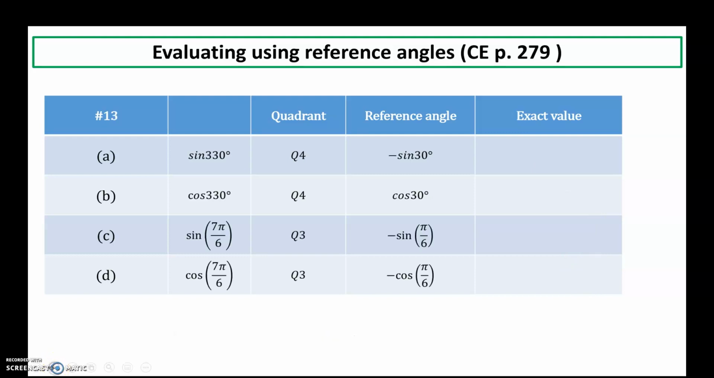All right, number 13. So now I'm dealing with sine and cosine in parts A and B in the fourth quadrant. Cosine is positive while the sine is negative. So what's my reference angle? The sine of 30 degrees is a half. But it's got to be the opposite because in the fourth quadrant, sine is negative. In the fourth quadrant, though, cosine is positive. So cosine of 30 degrees is the square root of 3 over 2.